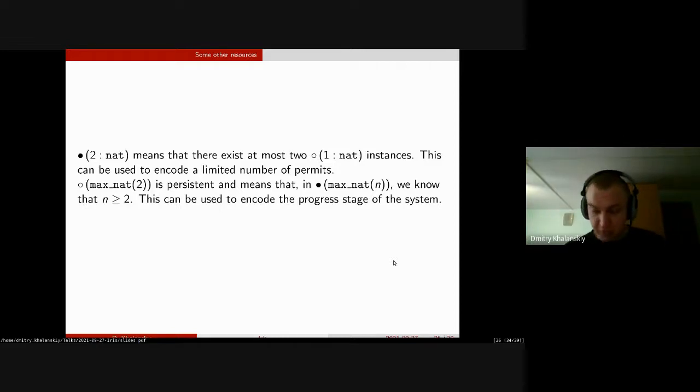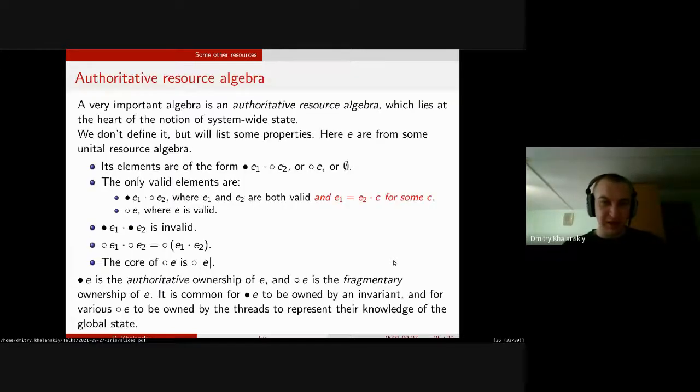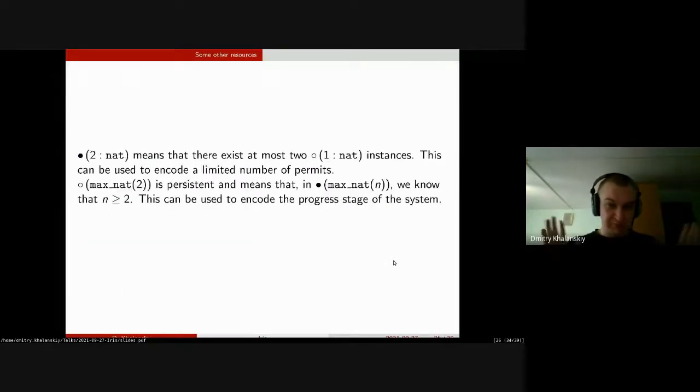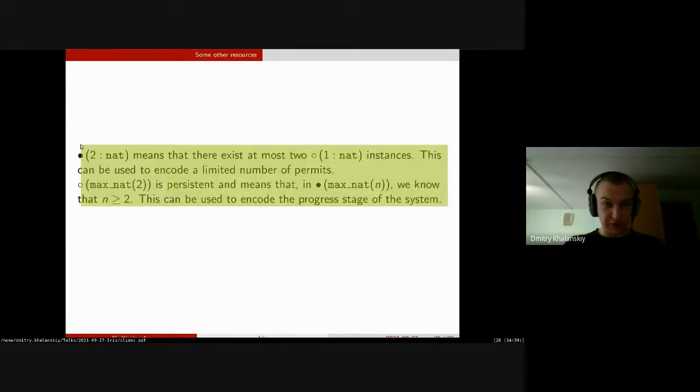So here is what I wanted to show you about the authoritative resource algebra. Do you now have some understanding of what it is, or are there any questions?